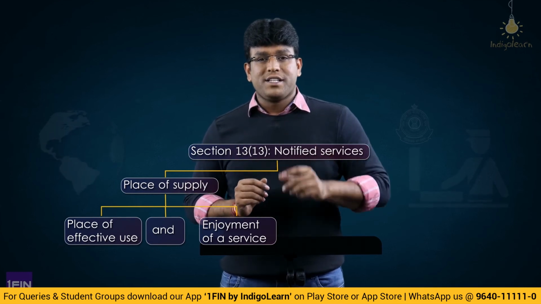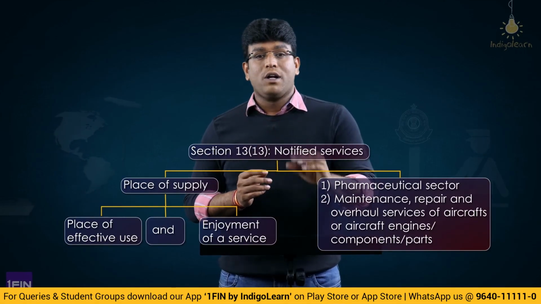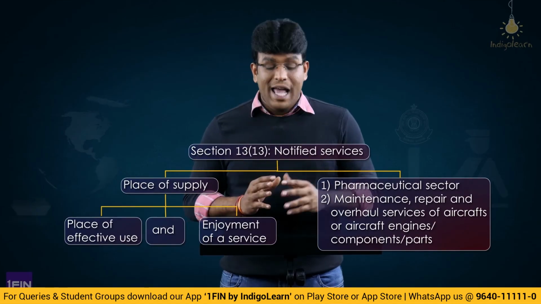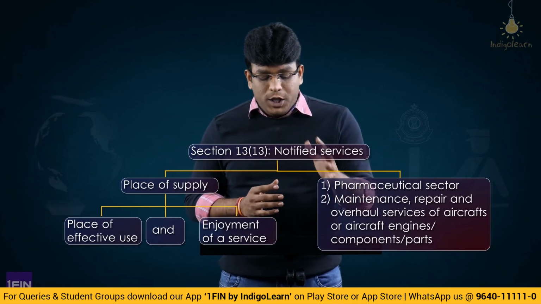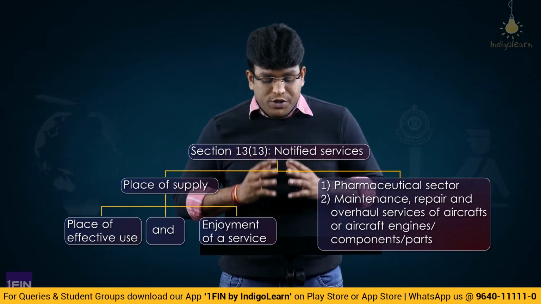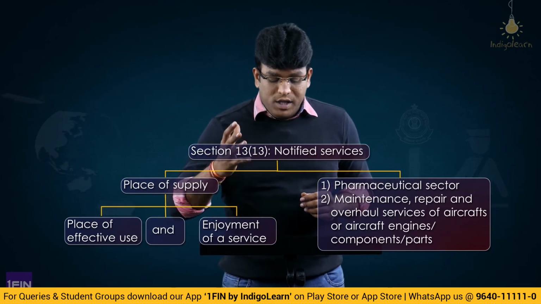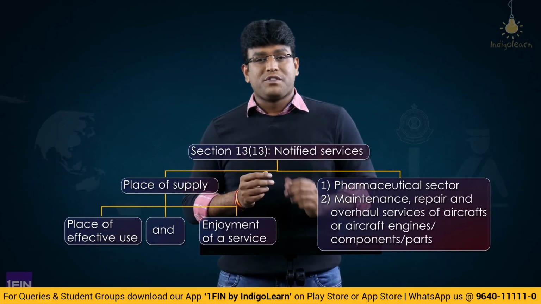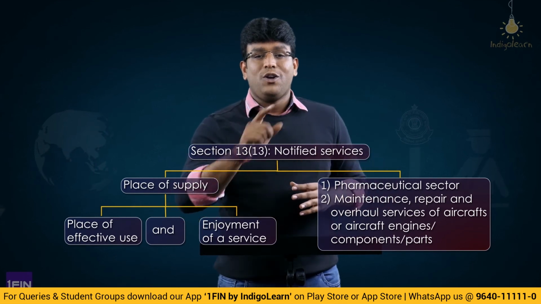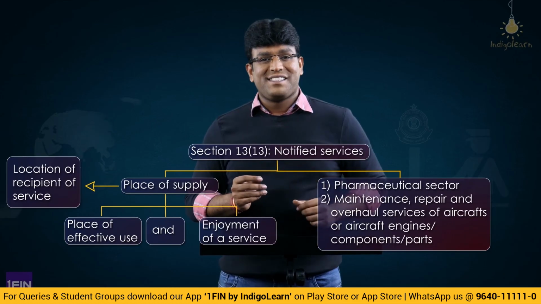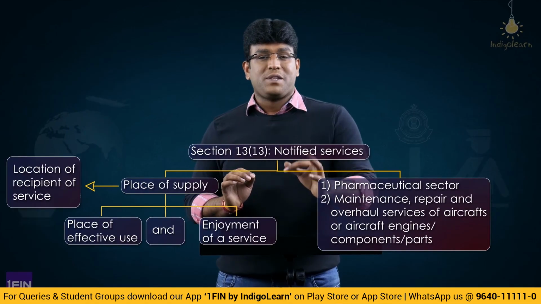Then one more interesting service notified is, see now, supply of maintenance, repair or overhaul service in respect of aircraft, aircraft engines and other aircraft components or parts supplied to a person for use in the course or furtherance of business. So basically it's talking about maintenance, repair, overhaul service. In these cases also, place of supply is the place of effective use and enjoyment of service, which is nothing but the location of recipient of services. That's it. These are the interesting points which are notified in section 13, subsection 13.